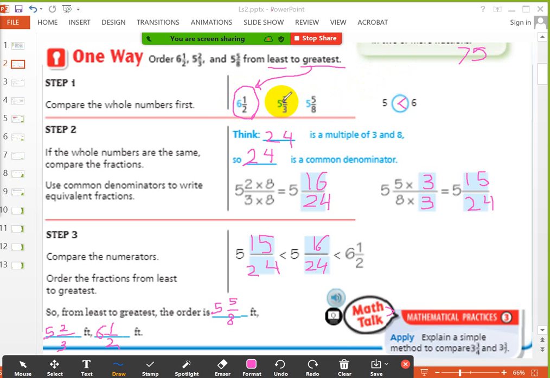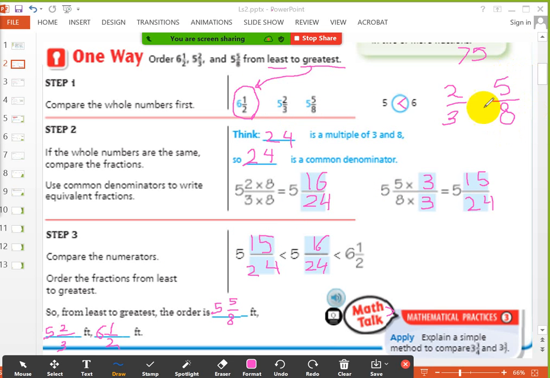Okay, I want to compare between 5 and 2 over 3, and 5 and 5 over 8. How will I do that? Look, I have the same whole, 5 and 5, okay? So I have to compare between 2 over 3 and 5 over 8. How will I compare 2 over 3 and 5 over 8? Can I know which one is the greater? No, I can't. So what do I have to do?